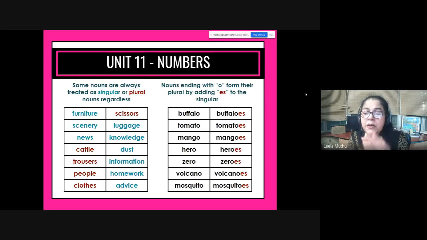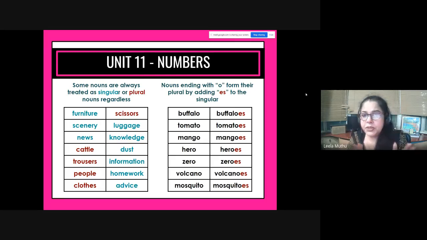Okay, now nouns ending with o form their plural by adding es. So you have buffalo, buffaloes. You add es after the o. Tomato, tomatoes. Mango, mangoes. Hero, heroes. Zero, zeros. Volcano, volcanoes. Mosquito, mosquitoes. You got that? It's pretty simple, right?